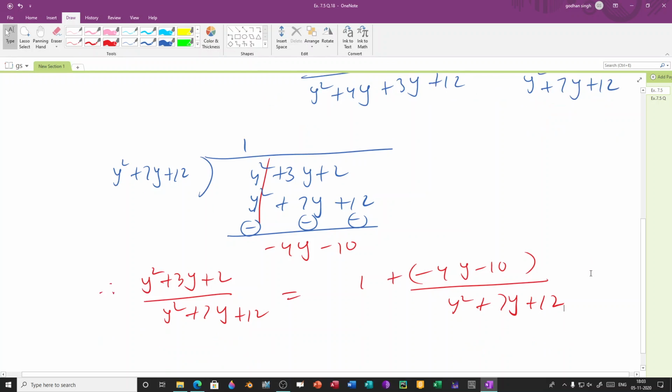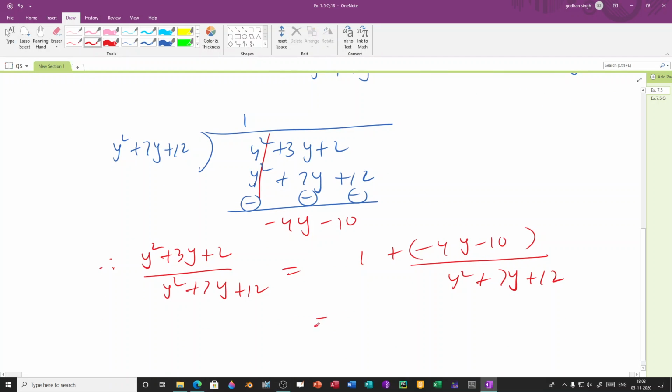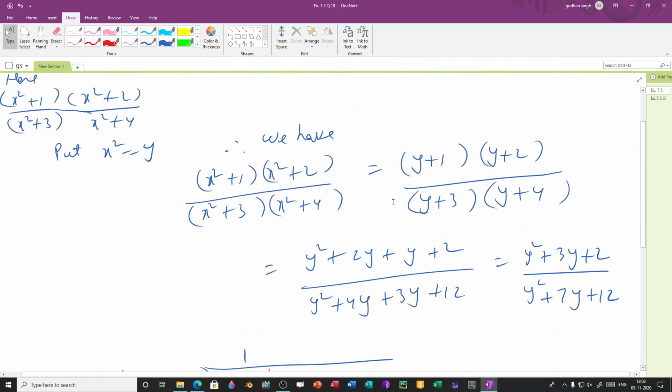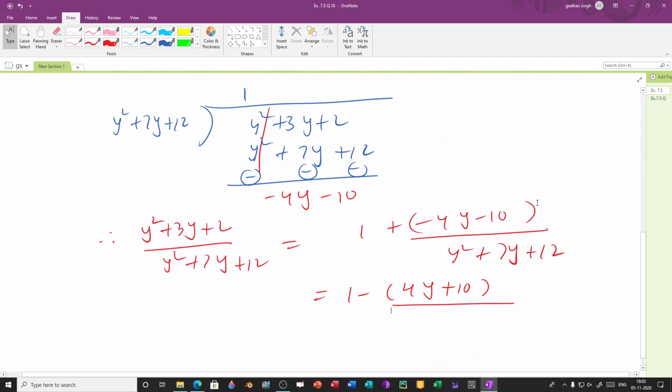From the numerator we can take out minus common, and rewrite this as 1 minus (4y plus 10). Even if you want, we can take out 2 common. Over y square plus 7y plus 12, on factorizing it will give us the same thing, that is y plus 3 into y plus 4. So we will write in the form of factors, y plus 3 into y plus 4. Even if you write in this form, we can still do the integration, because we know how to integrate this.